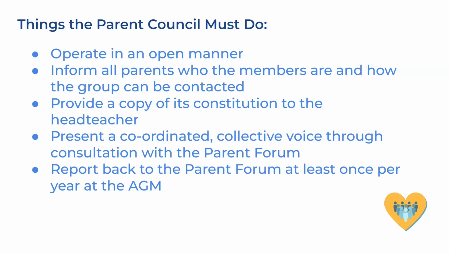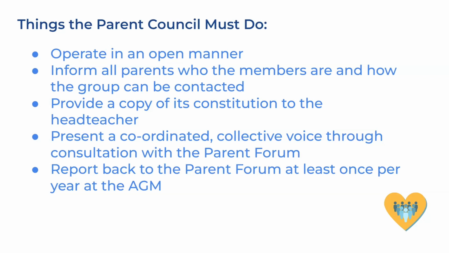So to do that, a good starting point is to inform all parents who the members are and how the group can be contacted. Today I saw a parent council putting posters up around a school with a QR code that parents could access, and it took them to all the information about the parent council. You need to provide a copy of the constitution to the head teacher. All parents in the school could ask to see that, and a constitution isn't agreed until all parents have at least been asked for input. And you'd be amazed at the number of times I go into schools and they ask if I've got a copy of the constitution because nobody can find it. So it's important to have that because that is the set of rules.